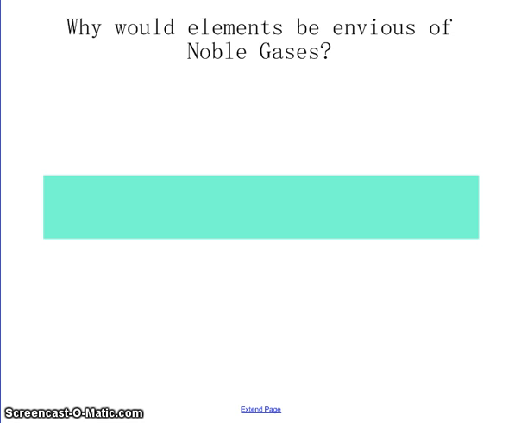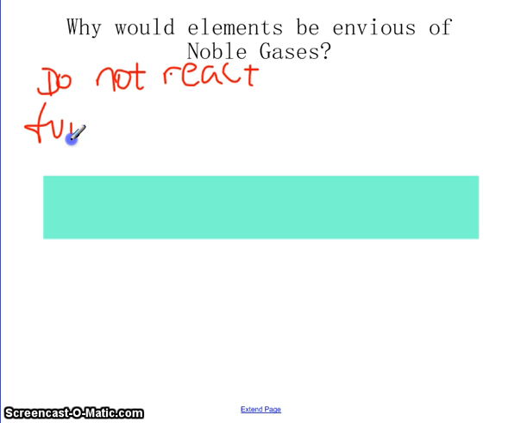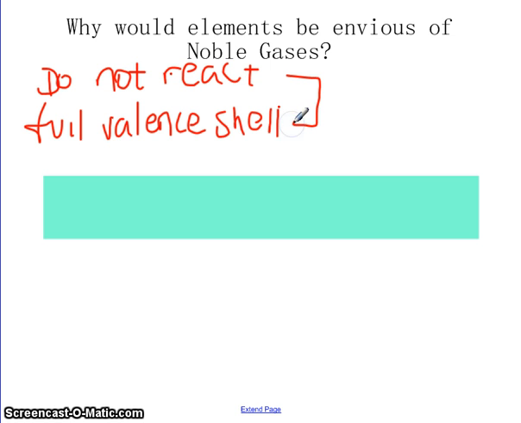So what we have to remember about noble gases is that they do not react. The reason they don't react is because they have a full valence shell. And remember, in the valence shell are the valence electrons. So they have all the valence electrons possible. Another way of saying this is that noble gases are stable.